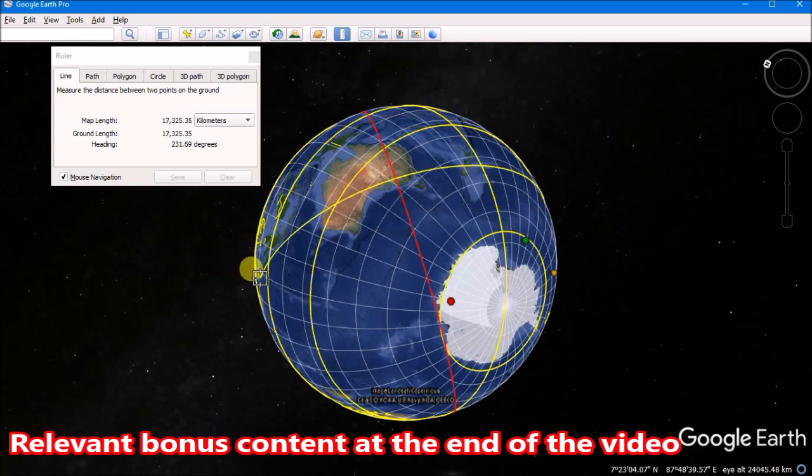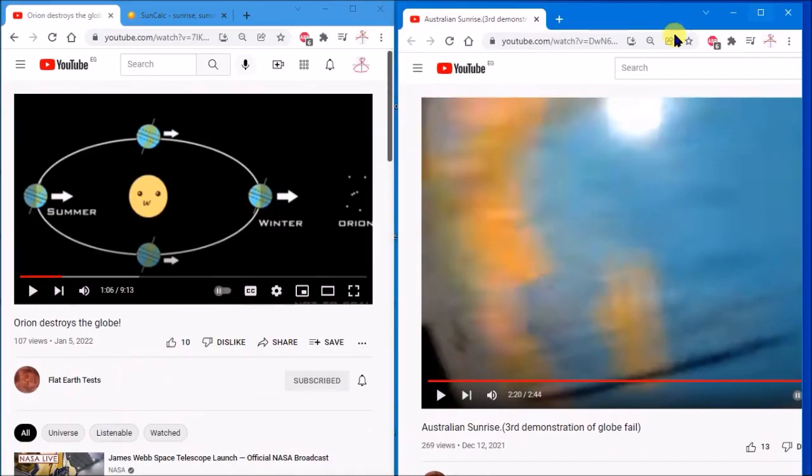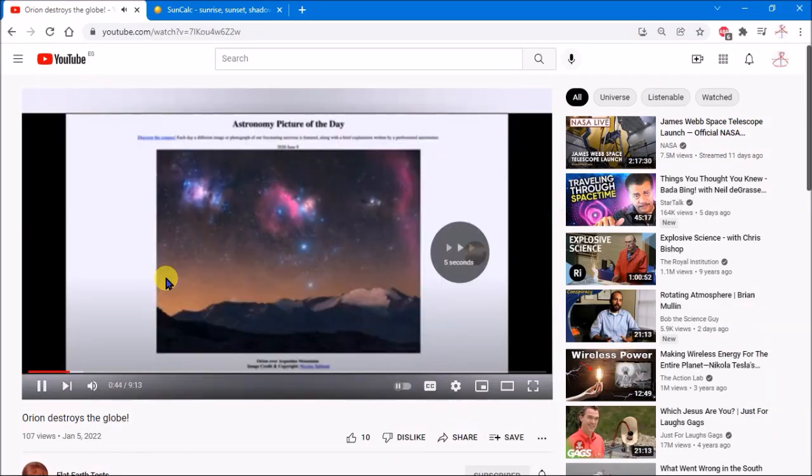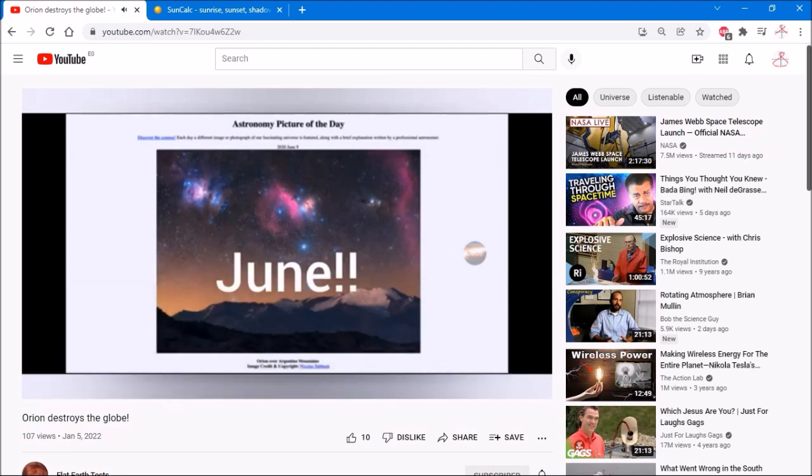Now let's go to the second thing, the other video. This is from the NASA website, apod.nasa.gov/apod. Today's picture for June the 9th of 2020 is titled Orion over Argentine Mountains. So what do we see here? Well, we are looking at the constellation of Orion up in the sky.